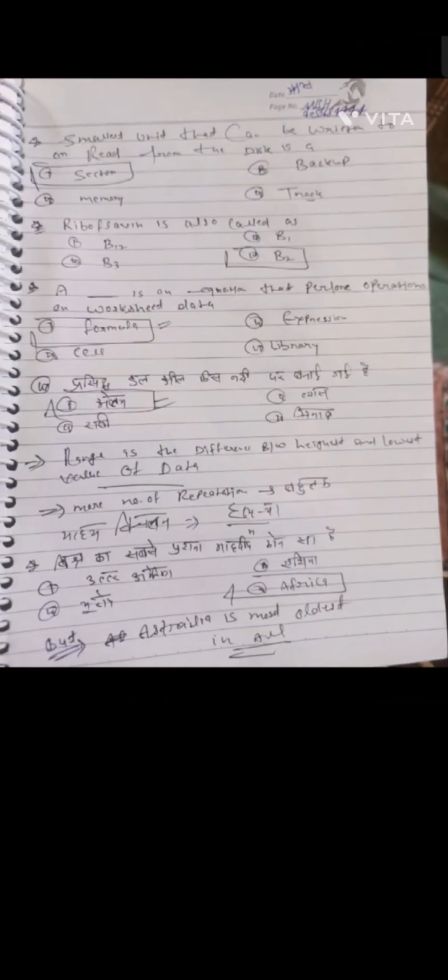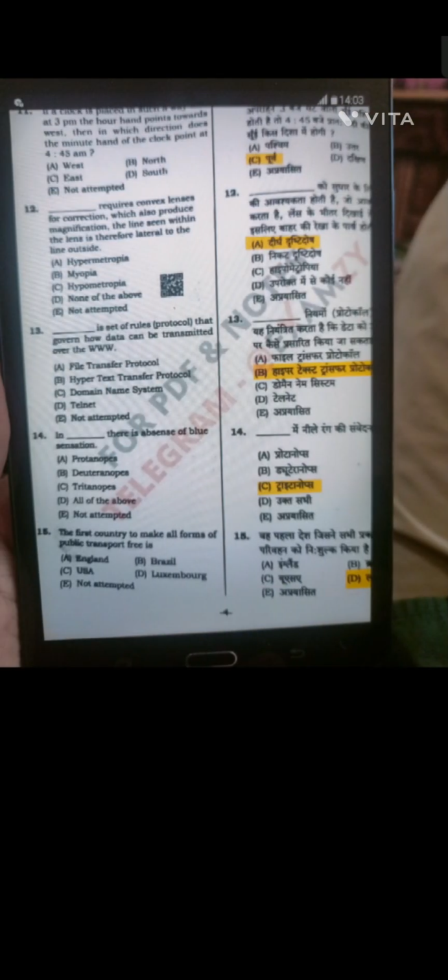And in this page, the smallest unit that can be written or read from the disk is called a sector. A formula is an equation that performs operations on worksheet data. Range is the difference between the highest and lowest value. So this is also a computer problem.